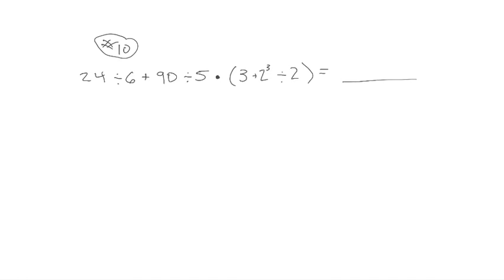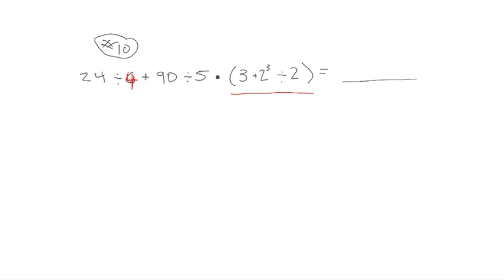This is a 4 right there. 24 divided by 4 plus 90 divided by 5 times 3 plus 2 to the third power divided by 2. So the first thing we notice is that there are parentheses, and within the parentheses there's an exponent. 2 to the third power is 8. So here you have 3 plus 8 divided by 2.